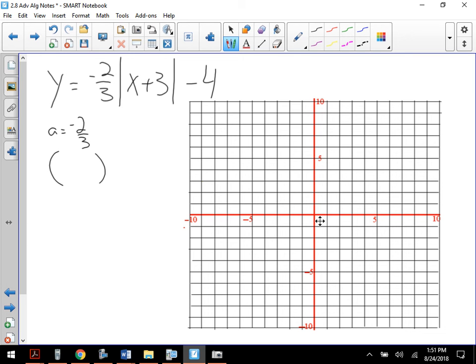This is where we're going to start our graph, at negative 3, negative 4. So wherever that ordered pair is, that's where I start my graph. Negative 3, negative 4, and now I want my slope.